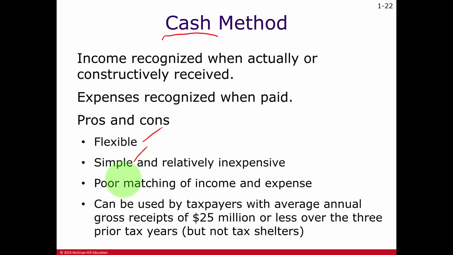But here it says it's poor matching of income and expenses. The matching principle is not a rule for taxes. The matching principle is a rule for GAAP, for financial accounting. So even though it may not give you a good idea of your profitability, it's simpler and more flexible. And again, you have to use the accrual method if you usually have an average of 25 million of receipts over the past 3 years. Otherwise, you can use the cash method.